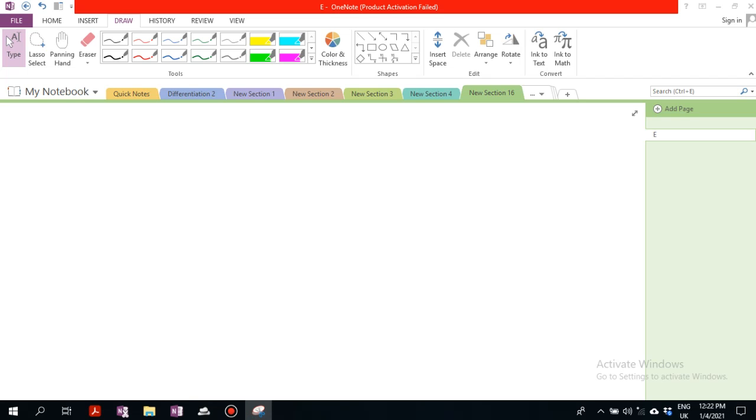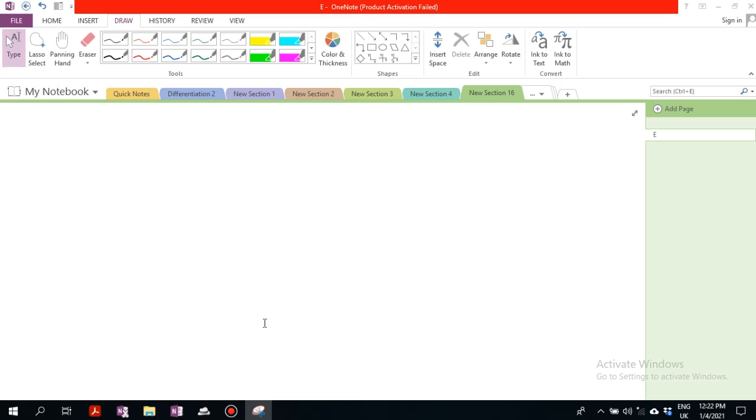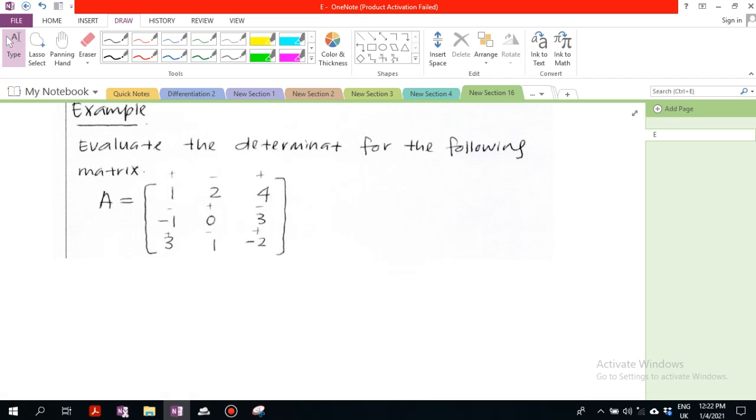Okay, for example, you need to evaluate the determinant of A with this type of matrix. The matrix A is 1, 2, 4, negative 1, 0, 3, 3, 1, negative 2. So in order to calculate the determinant, first we can put the negative, positive signs in the early stage: positive, negative, positive, and so on.